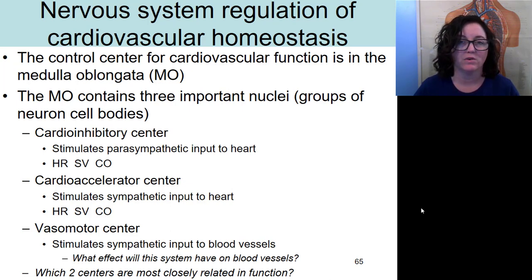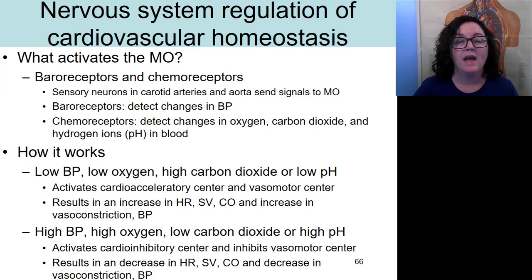So when it comes to these three centers in the medulla oblongata, which two sound like they're working together? One of them is kind of the opposite of the other two. So which two are working together? If you said the cardioacceleratory center and the vasomotor center, you're right, because both of those are going to end up doing things like increasing cardiac output and increasing blood pressure. The medulla oblongata acts as the control center for cardiovascular function.